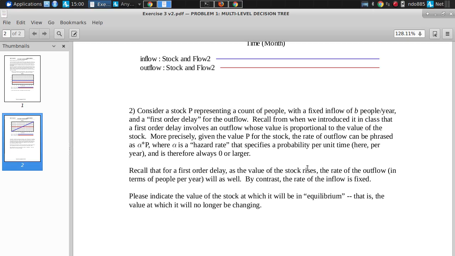Okay, so the question I posed, the riddle with which I left you, was what's the equilibrium value of this stock? What is the value that this stock will tend towards? Yes? B divided by alpha. Okay, good. B divided by alpha. And whence did that come? How do we know that that is the case?